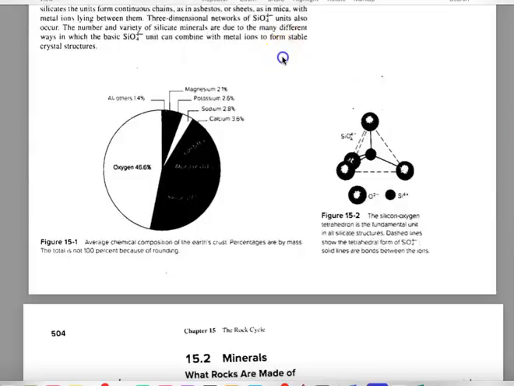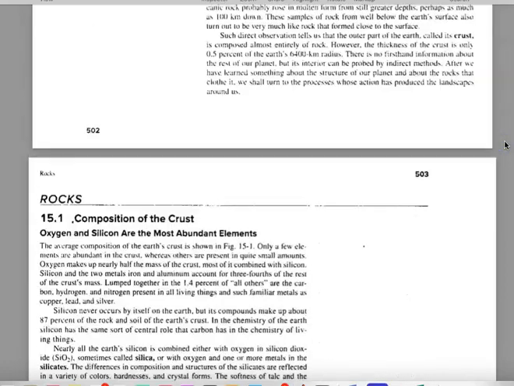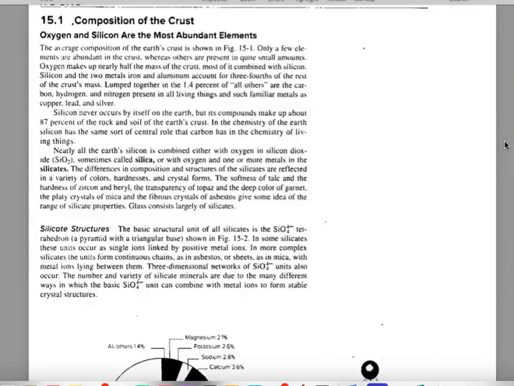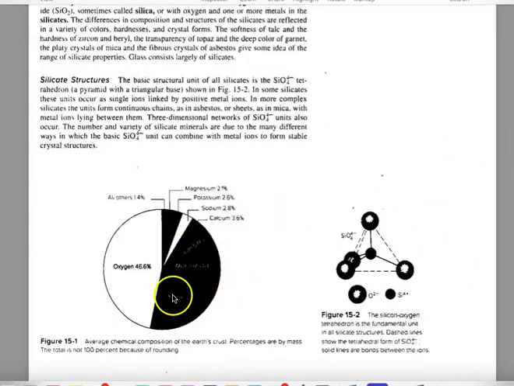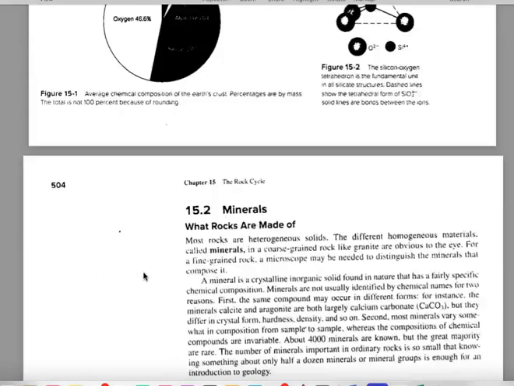Let me talk to you a little bit more then about these kinds of rocks. As I say here, oxygen and silicon are the most abundant elements within the Earth's crust. All right, and there's a chart here. You can't see part of it here, but it gives the breakdown in percentage by mass of elements that are part of the Earth's crust.